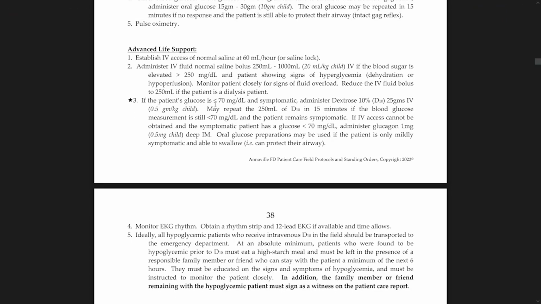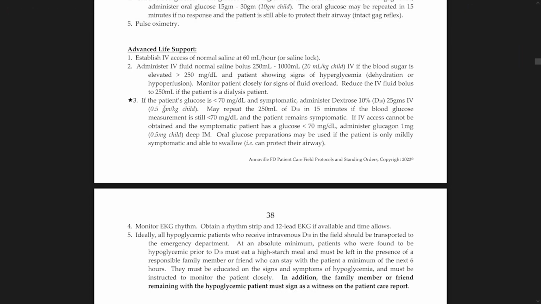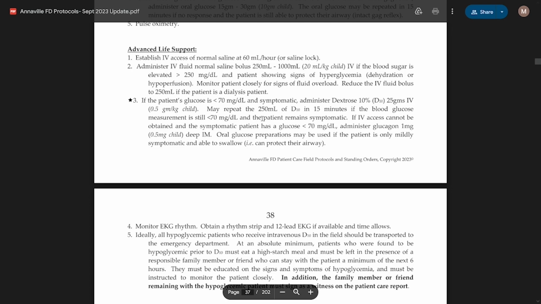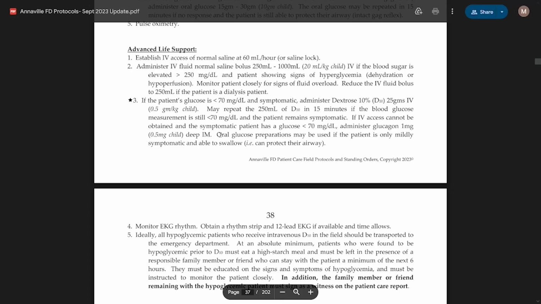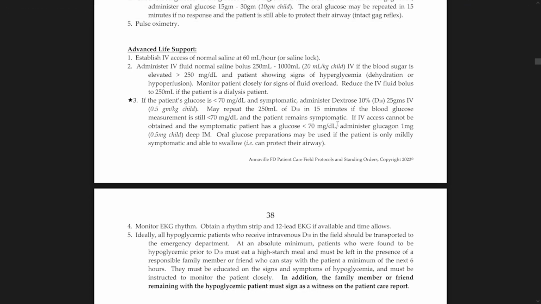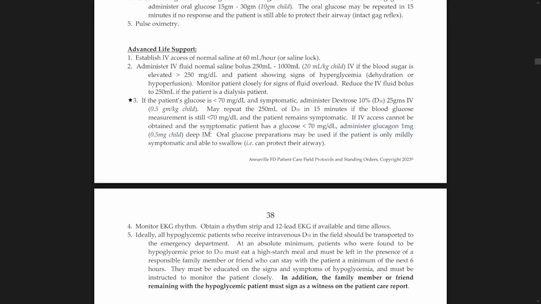If the patient's glucose is less than 70 and they're symptomatic, administer D10, which is 25 grams of IV dextrose, or 0.5 grams per kilogram to a child. You may repeat the 250 milliliters of D10 in 15 minutes. If the blood glucose measurement is still less than 70 and the patient remains symptomatic, or if IV access cannot be obtained and the symptomatic patient has a glucose less than 70, administer glucagon 1 milligram, or 0.5 milligram for a child, with an intramuscular injection.